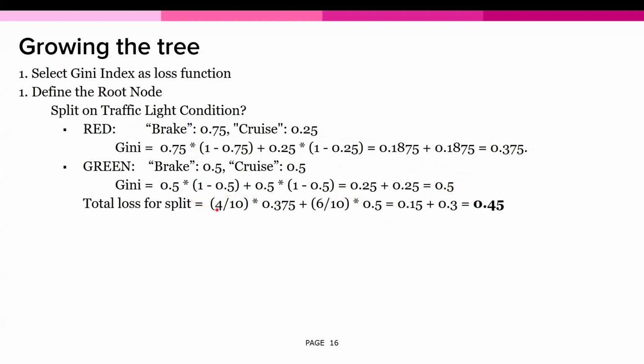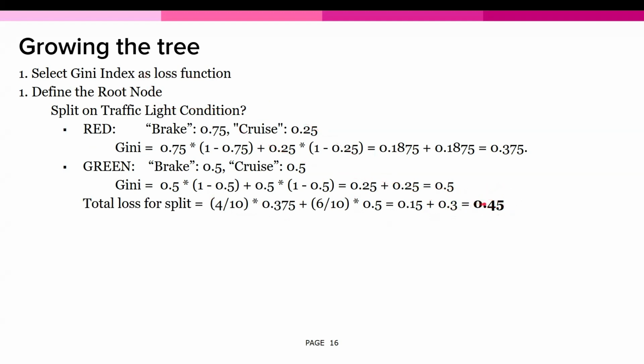And they're going to be weighted by their respective sizes. So we saw four instances within the red subspace, so we multiply that by the multiplier 0.375 times 4 over 10. And then within our green subspace, we multiply 0.5 times 6 over 10. So that's going to give us a total loss for this particular split of 0.45. Okay, so we know what it would be if we split on traffic light condition first.